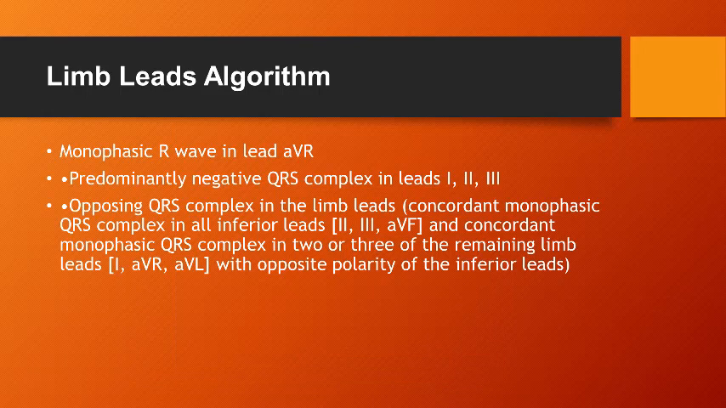Another criteria is the limb lead algorithm. In the limb lead algorithm, at least one of the following criteria should be met. There must be a monophasic R wave in lead AVR, or there is a predominant negative QRS complex in leads 1, 2 and 3, or there are opposing QRS complexes in limb leads, that is concordant monophasic QRS complexes in all inferior leads and concordant monophasic QRS complexes in 2 or 3 of the remaining leads with opposite polarity of the inferior leads.